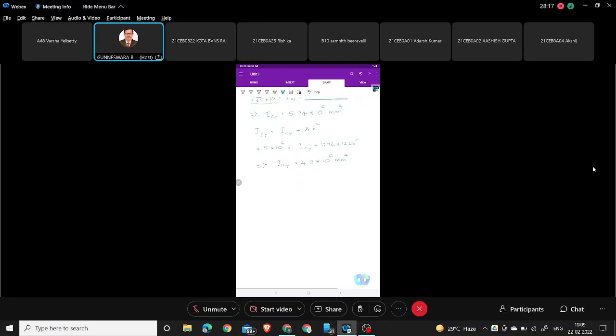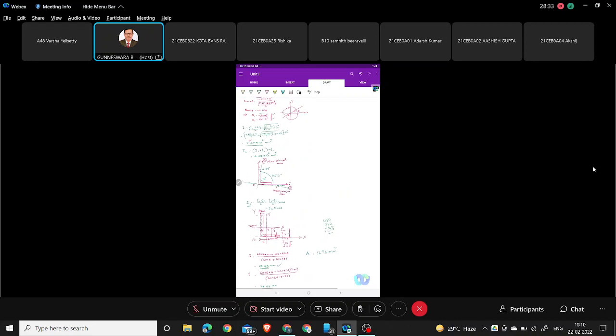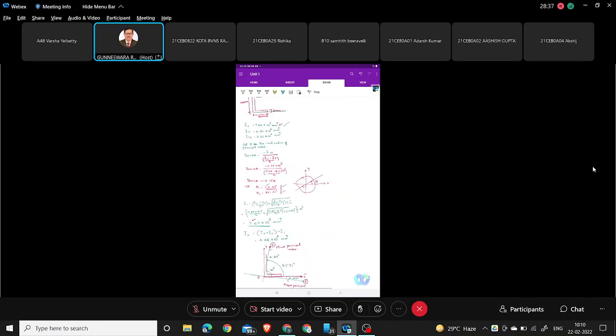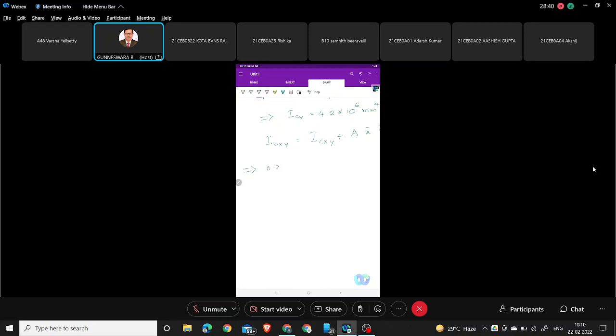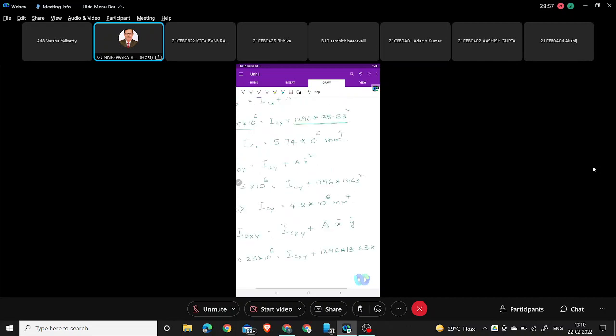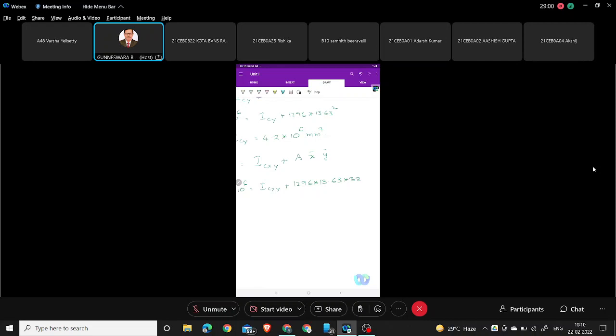Okay, so let me calculate IOXY. IOXY is equal to ICXY plus A into X bar Y bar. Already I have found out this value, IOXY is 0.25 into 10 to the power 6. So 0.25 into 10 to the power 6 is equal to ICXY plus 1296 into X bar, 13.63, and Y bar, 38.63. So what is the value of ICXY?